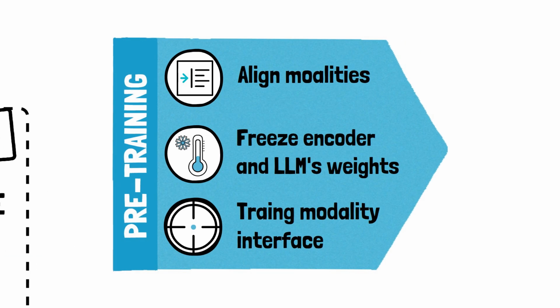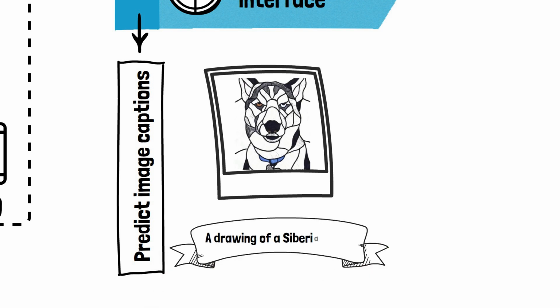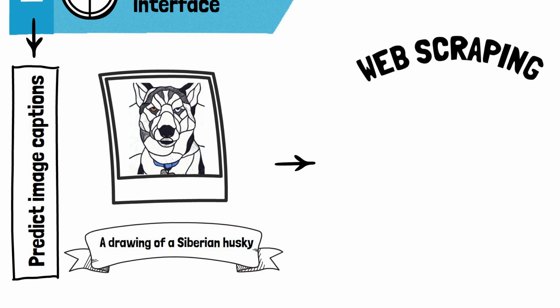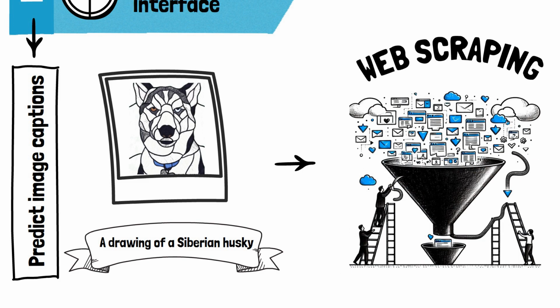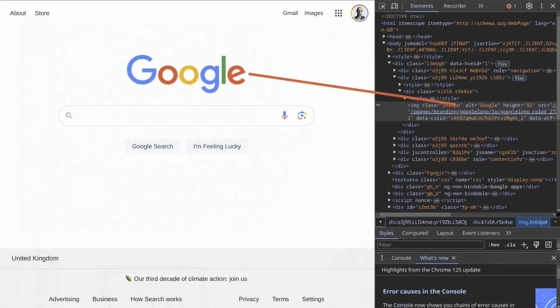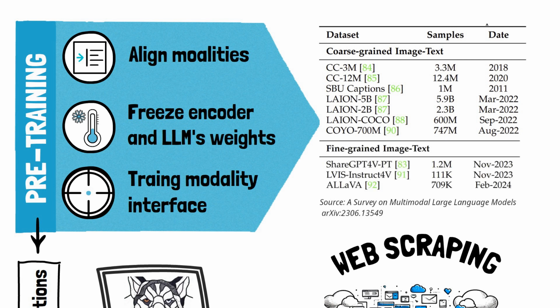This training typically involves predicting captions for images, which is an effective way of aligning the different modalities. Pre-training mostly uses coarse datasets made of web-scraped images where captions are usually brief and noisy, coming from alternative text attributes on websites. More refined datasets do exist that contain longer, more accurate descriptions, providing a finer alignment between images and text.